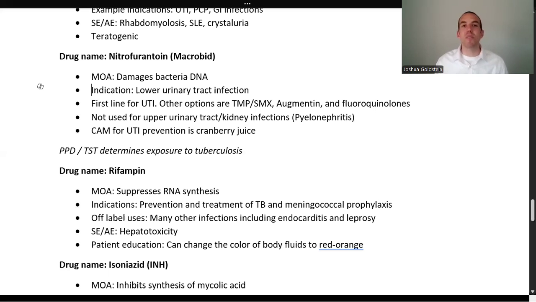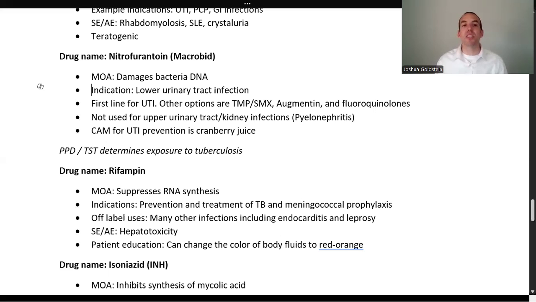The side and adverse effects are hepatotoxicity, and that's a big one, so make sure you know it. The next one as well, INH, which goes hand in hand with rifampin, is also hepatotoxic. The big one that I've seen tons of test banks ask is that this medication can change the color of your bodily fluids, like your saliva, urine, tears, to a reddish orange. Please tell your patients about that. Otherwise, that will freak them out when it happens.